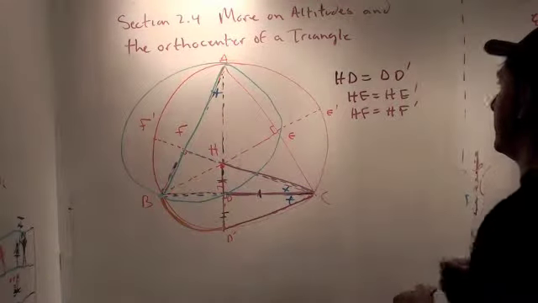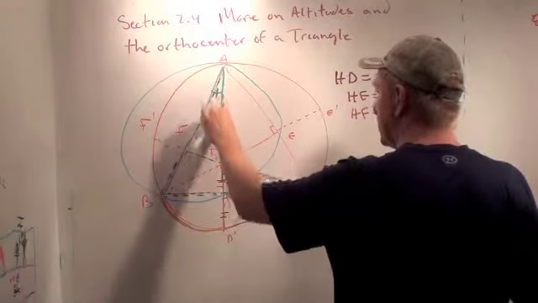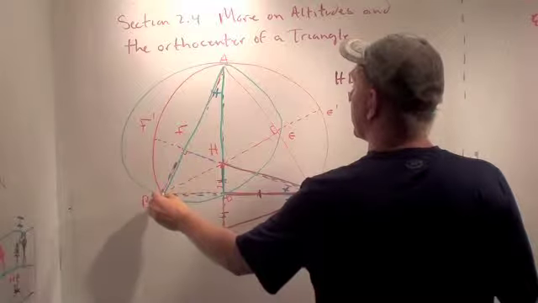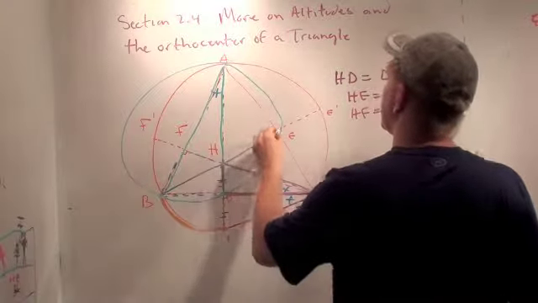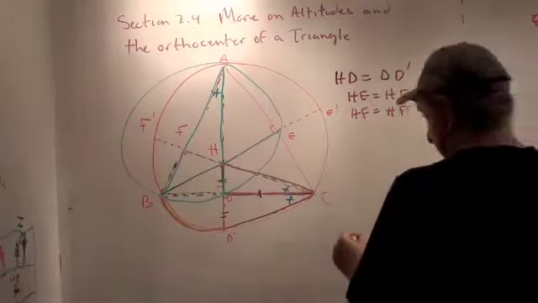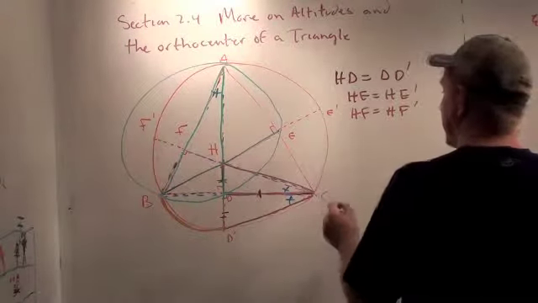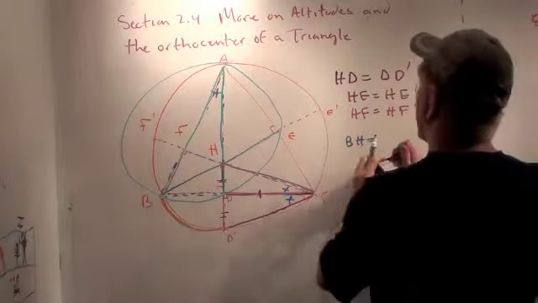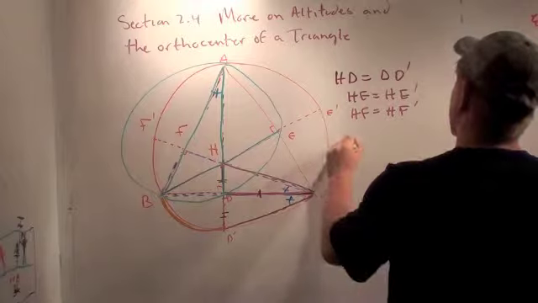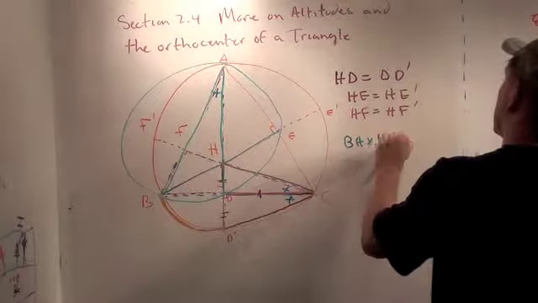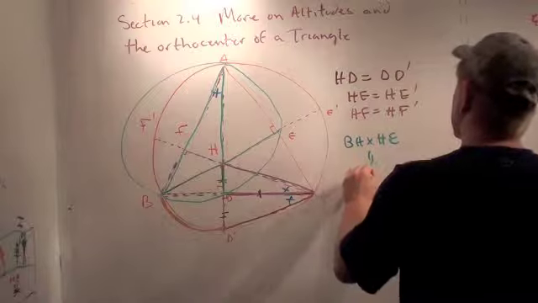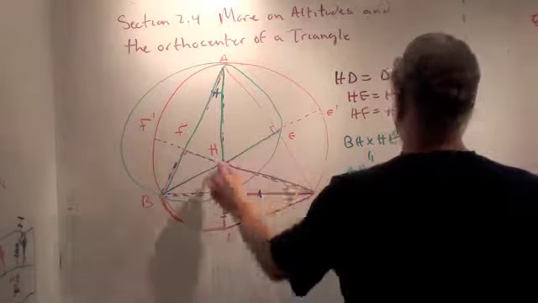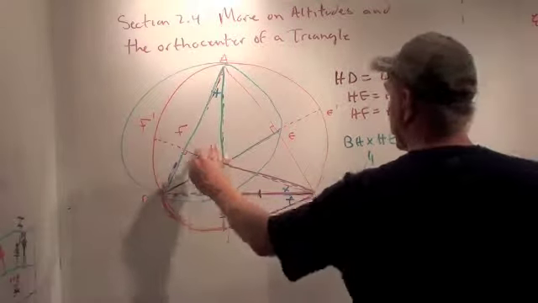Well, this is interesting. From this diagram, you see that AHD is a chord of the circle, and BHE is a chord of this circle. But we know from a theorem we proved, I think in section 2.1, that means that BH times HE equals AH times HD. And by the way, it's going to also equal CH by the same argument times HF.